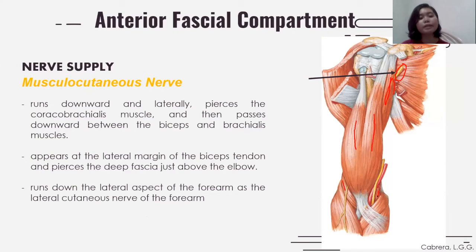And it also appears at the lateral margin of the biceps tendon and pierces the deep fascia just above the elbow. So, it runs down the lateral aspect of the forearm. So, matatawag na po siya as lateral cutaneous nerve of the forearm pagdating na po sa forearm and not as a musculocutaneous nerve.